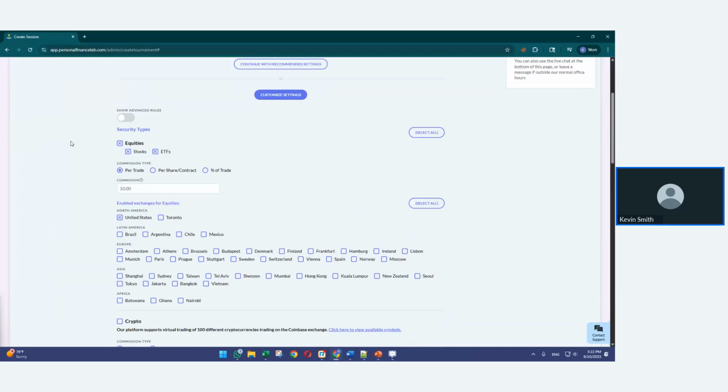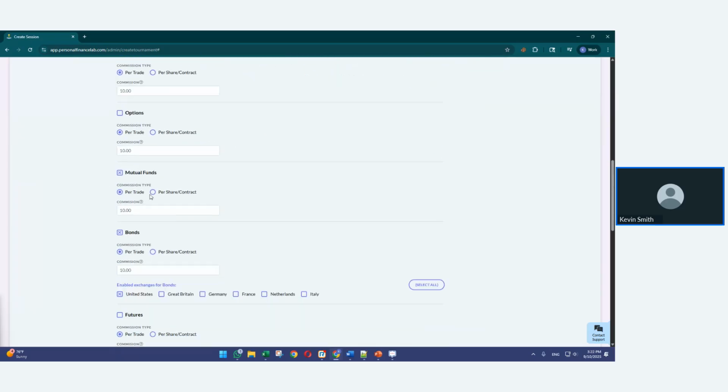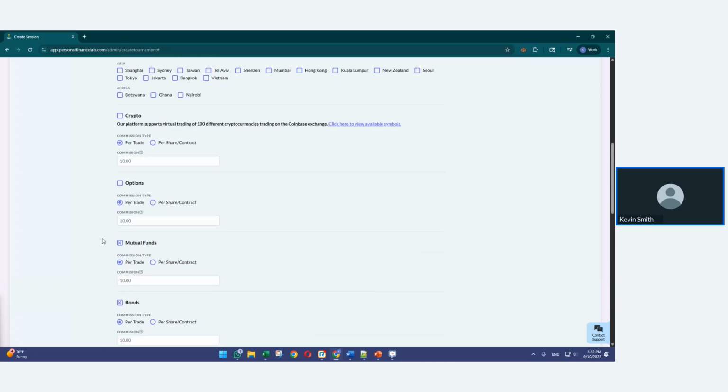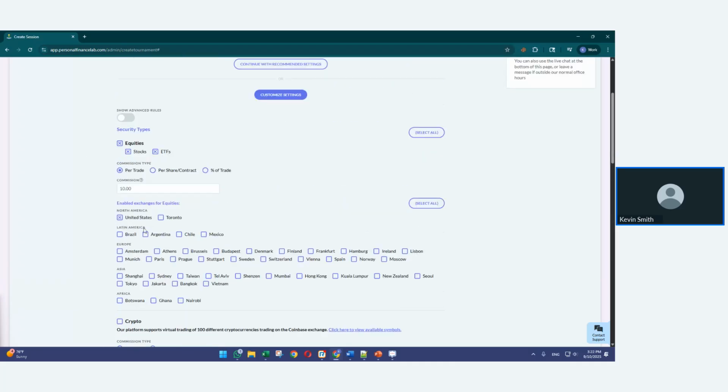Like I mentioned, all those security types: equities, which is stocks and ETFs, cryptocurrencies, mutual funds, bonds, futures, future options, etc. And for equities, we also have a ton of international markets available. So United States and Toronto in North America, we have a bunch of European exchanges. It really just depends on how big you want to make this for your class. You can even configure all the commission types.